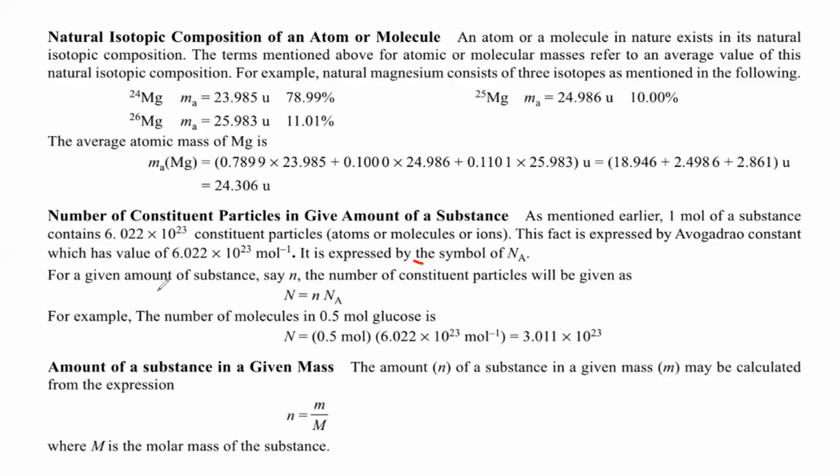So 1 mole of any substance contains how many particles? Avogadro number of particles. So for example, if I say 1 mole of atoms, it contains Avogadro number of atoms. If I say 1 mole of molecules, it contains Avogadro number of molecules. Similarly, 1 mole of ions contains Avogadro number of ions.